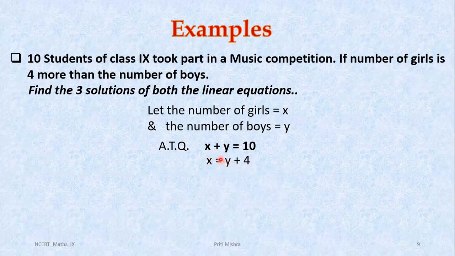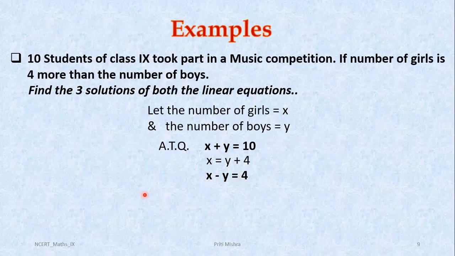It means the number of girls is already 4 more than boys. Then in order to make the equation, we need to add 4 to the number of boys. Then it will maintain equality between the number of girls and the number of boys. So here we have x minus y equals 4, the second linear equation in two variables. As they are asking, we have to find three solutions for these two different equations.